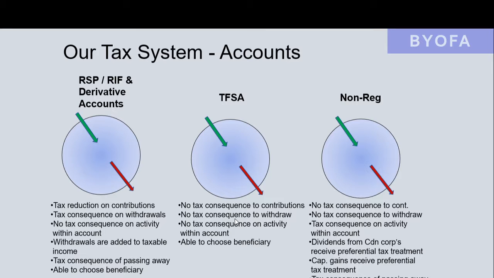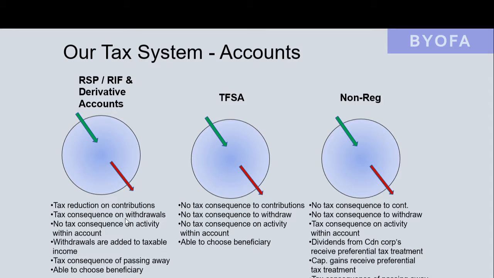The features: money coming into the account reduces your taxable income. So that's the first benefit of the RSP account. Money leaving the account is added to taxable income. So if you redeem from your RSP or from a RIF, it is going to increase your tax bill.